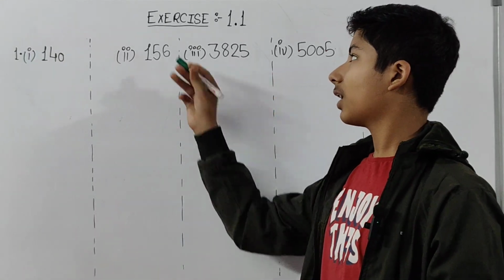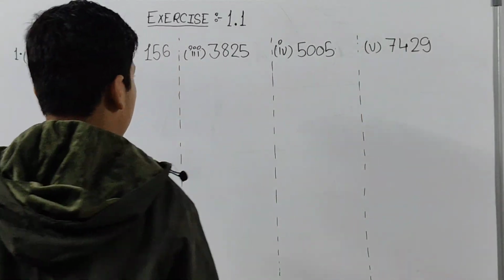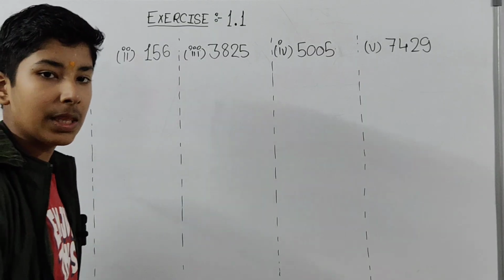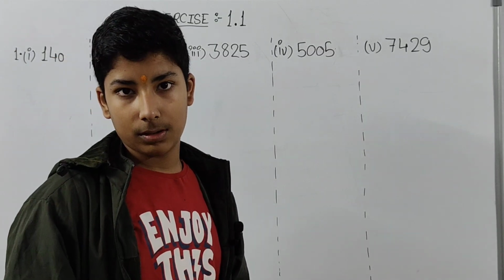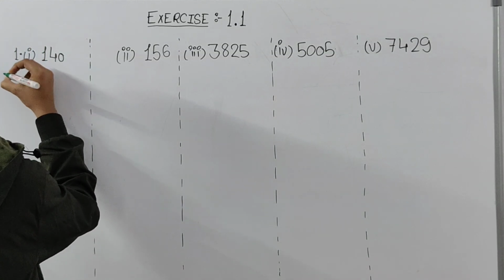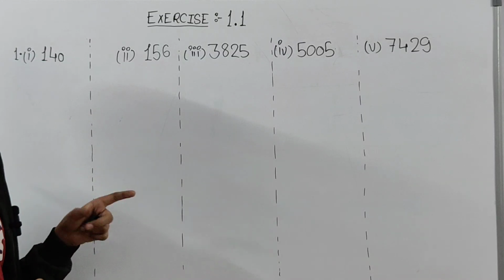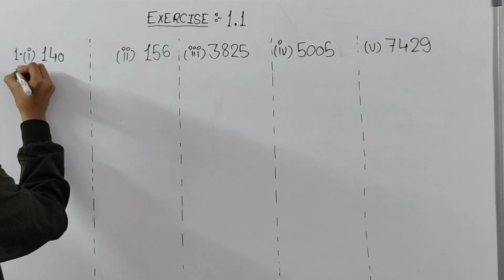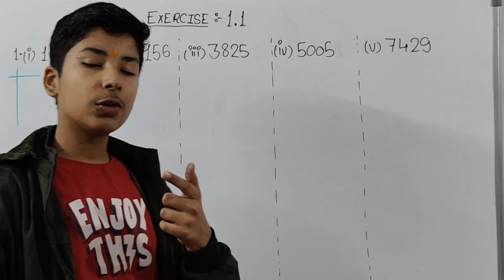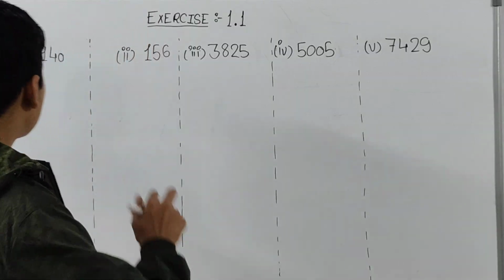Today we'll start with our exercise 1.1. In this exercise, our first question is that we have to represent all of these numbers as the product of their prime factors. Okay, now let's start. In the first one, we have to just write it as its product of prime factors. So, you can do prime factorization also, and if you can just solve it directly, then you must do it.